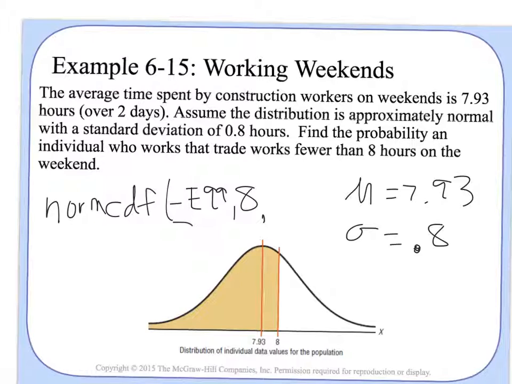Okay, let's go with Allie. You got an answer? 0.5349. Okay, there we go. So about 53.5%, right? And as I look at that picture, does that kind of make sense? Should be a little more than 50%, right? 50% would be right here at the mean. It's more than 50%. Good. Because this is above average.